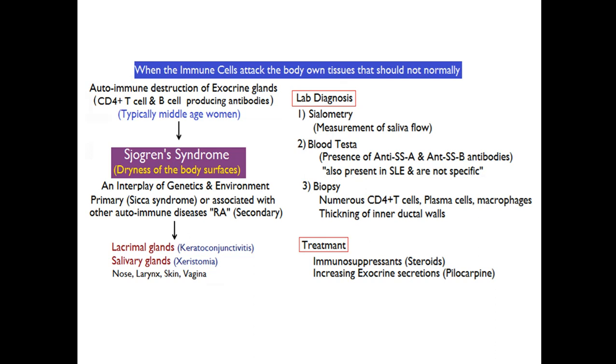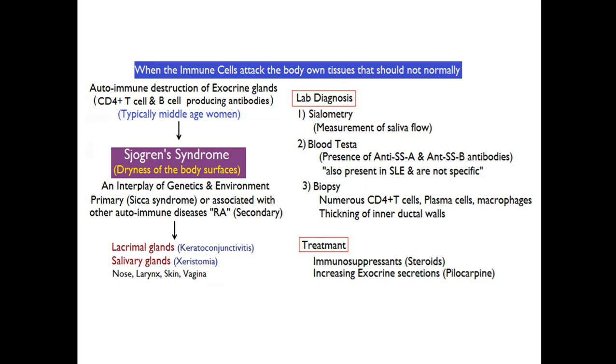So when the immune system reacts against the self antigens, there is autoimmune destruction of the exocrine glands, like salivary glands, pancreatic glands, and so many other exocrine glands in the body. The activated CD4 T cells and B cells producing antibodies attack the exocrine glands. Sjogren syndrome is typically common in middle-aged females, and it is the result of an interplay of genetic factors and also depends on environmental conditions.